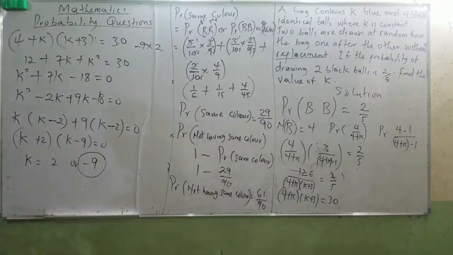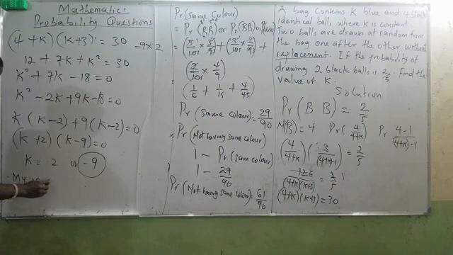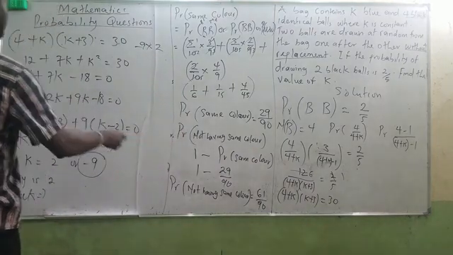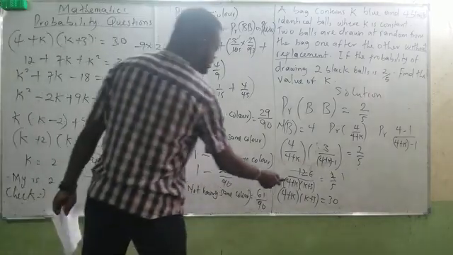Now, my k is what? My k is 2. Because how do I check? Maybe it's correct. Let me try to check whether it's correct or not. Now, I want to check for this. I will just move to this type of, let me take this.